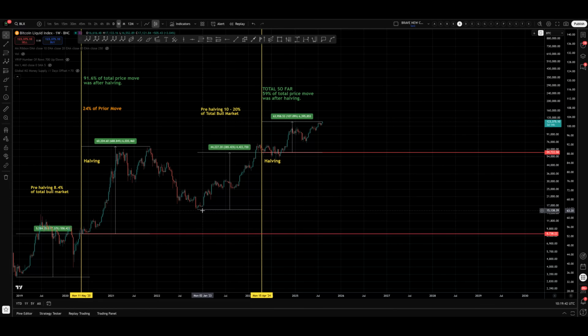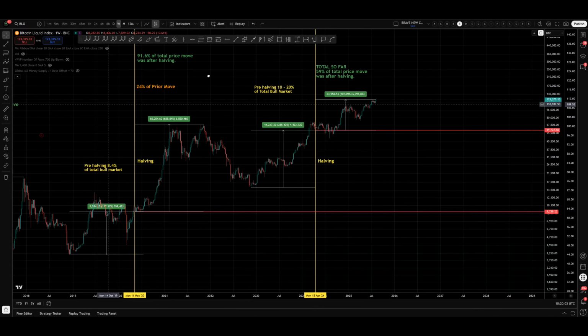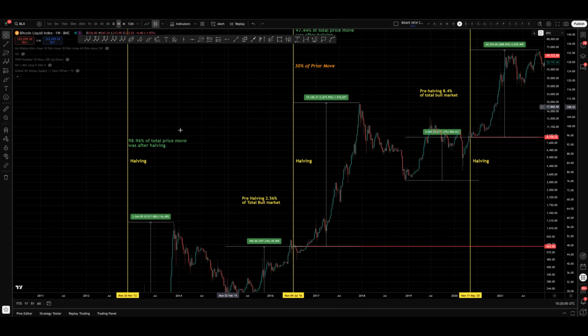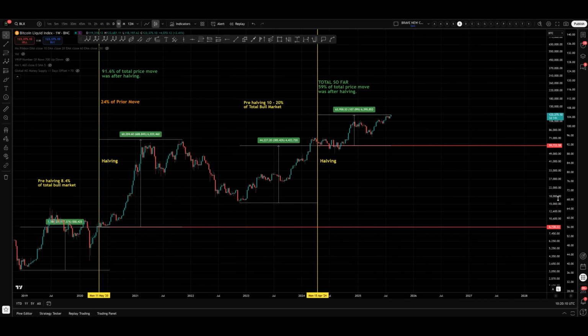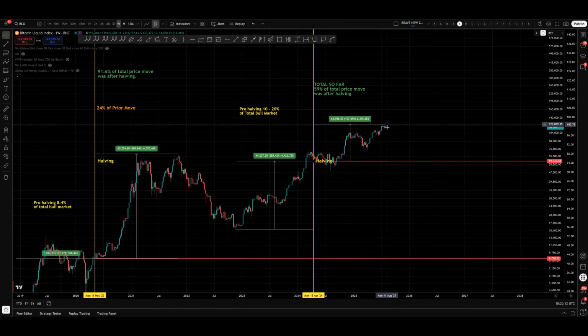The total value from swing low to what will be our swing high, we don't know where the high is yet because it's not in, but so far the post-halving move only represents 59% of the total price move from the end of the previous bear market winter to the current highs. 59%, which is significantly below 91.6, significantly below 97.4, and significantly below 98.96. So what does this point to? Well, what this points to is that the vast majority of the gains are still yet to be made.